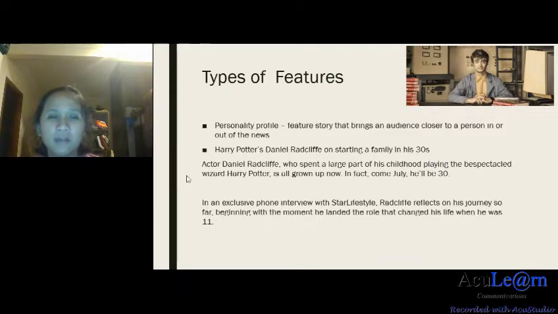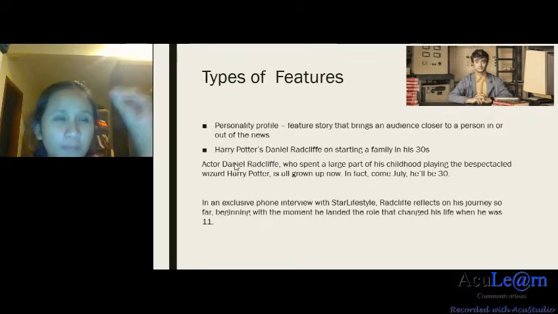With that, this will be the headline. So the first paragraph: actor Daniel Radcliffe, who spent a large part of his childhood playing the bespectacled wizard Harry Potter, is all grown up now. In fact, come July, he'll be 30. In an exclusive phone interview with Star Lifestyle, Radcliffe reflects on his journey so far, and so on. This would be a personality profile where you write your story focusing on a particular person, or a political person, a person who has news value, a very important person. It can be an actor or so forth.